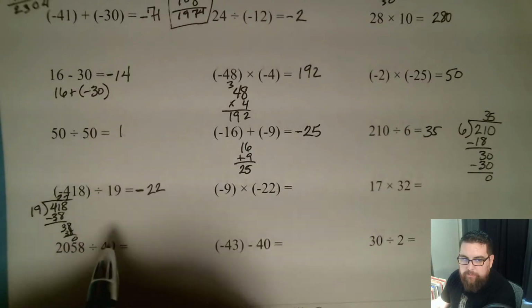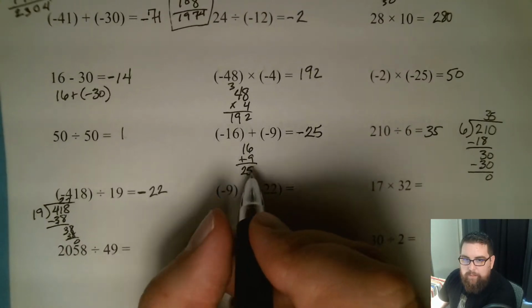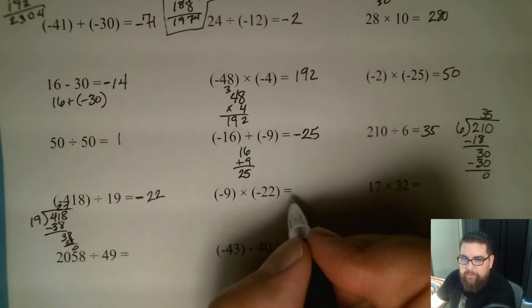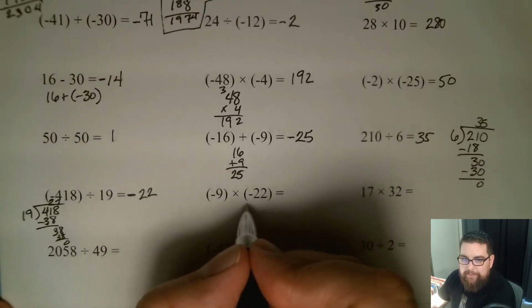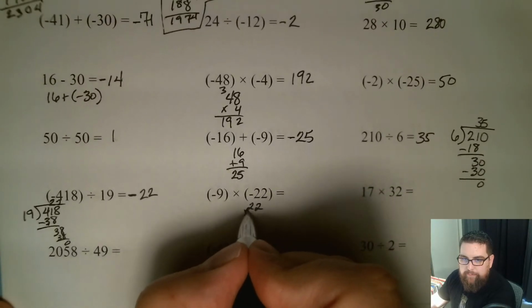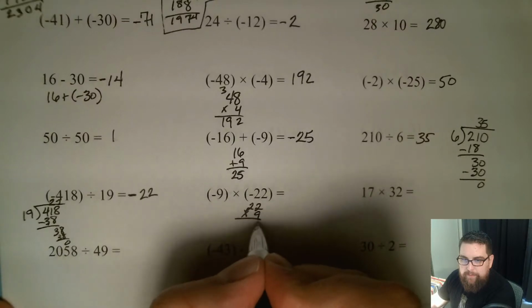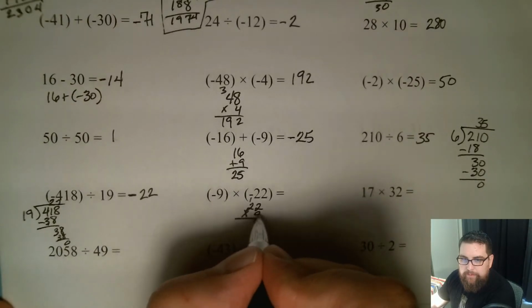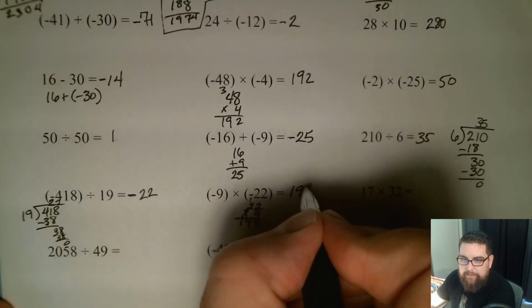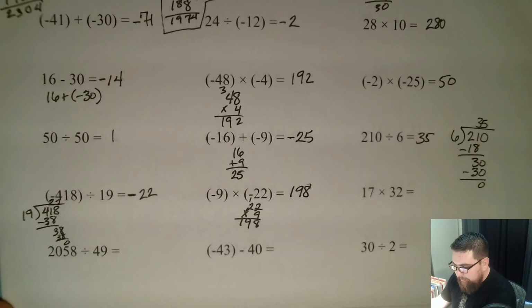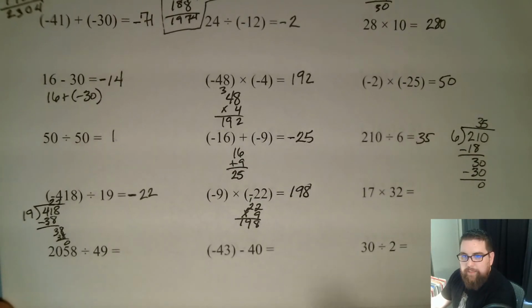All right, sorry, I know that's squished. I should have done it over here. All right, we have 9 times negative 22. These are the same sign, so it's going to be a positive answer. We have 22 times 9. 9 times 2 is 18. Carry the 1. 9 times 2 is 18, 19. So 198. And again, it's positive because I have a negative times a negative. And if my signs are the same, it's positive when I'm multiplying.